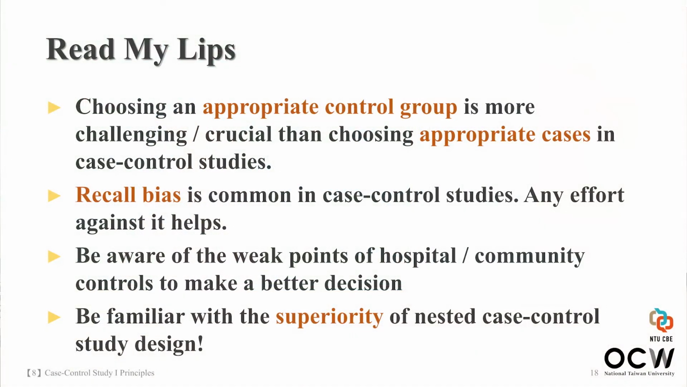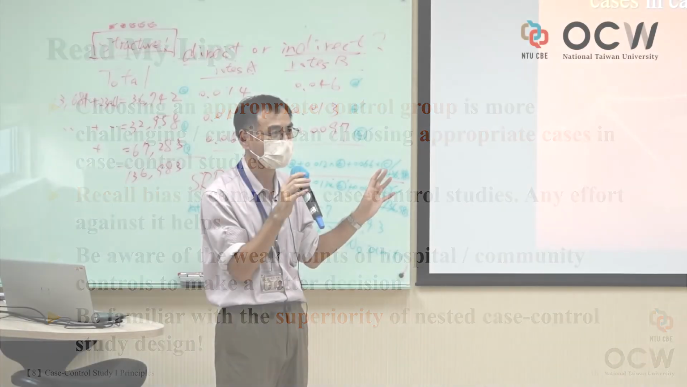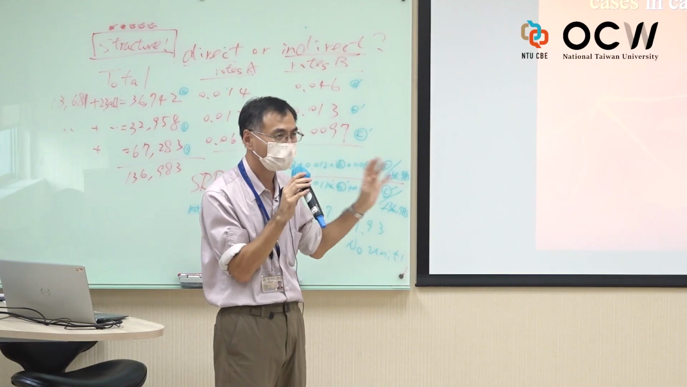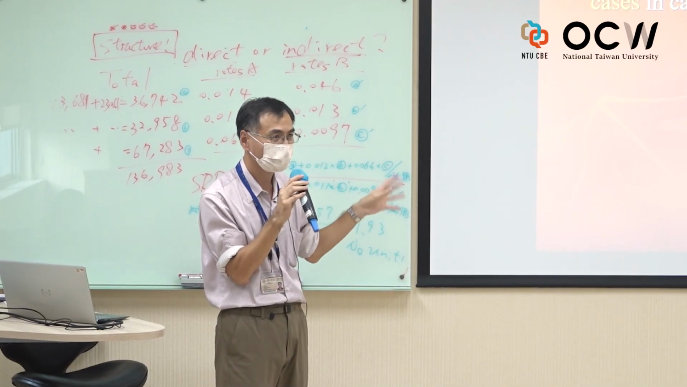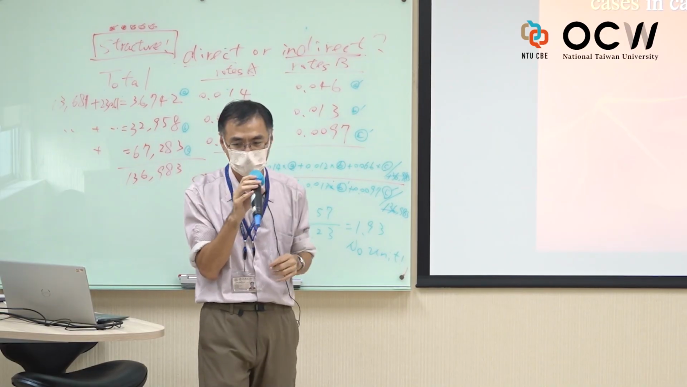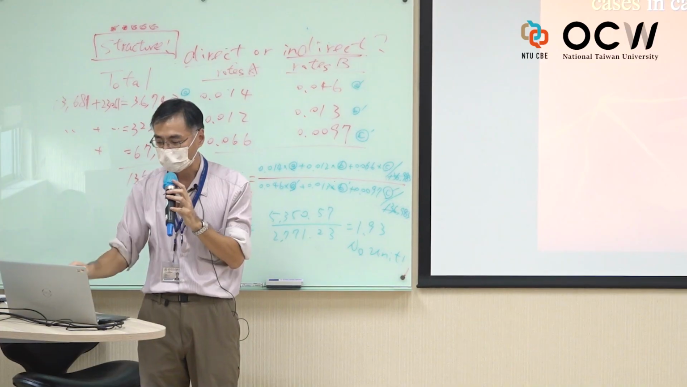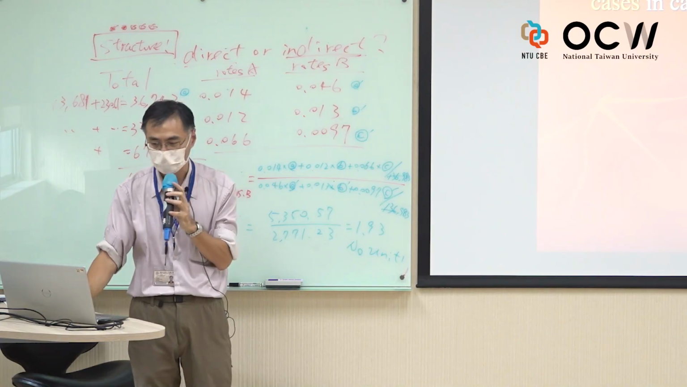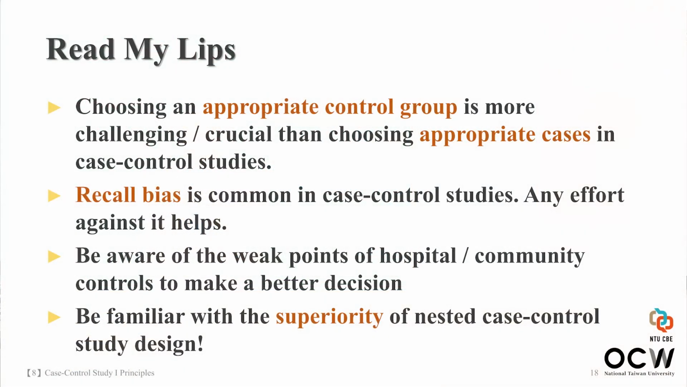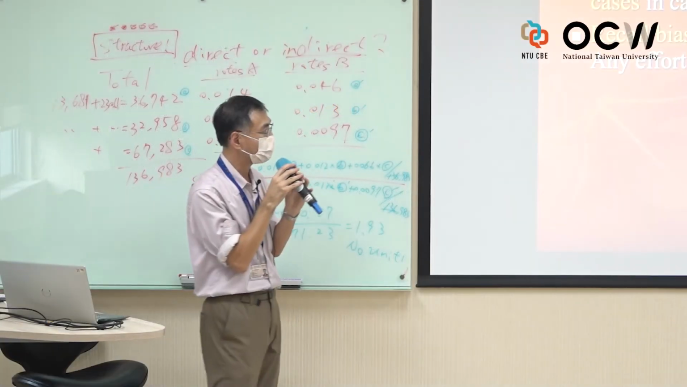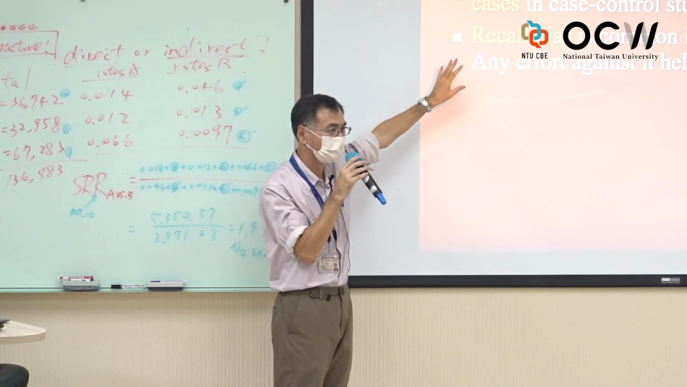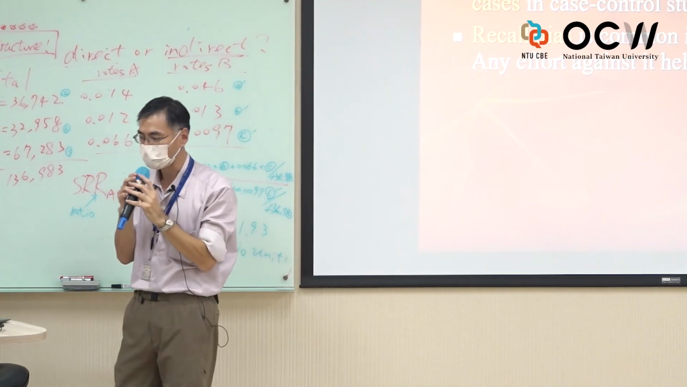Read my lips. Choosing an appropriate control group is even more challenging or crucial than choosing appropriate cases in case control studies. Cases are pretty easy. If you clearly define them, if you try to find them in a hospital, then they should be fine. But for controls, you might need to spend a lot of time and money and effort to make sure they are comparable to your case group. And recall bias is very common in case control study. So any effort against it will help, like checking the information from records or something to make sure that it's not too bad.